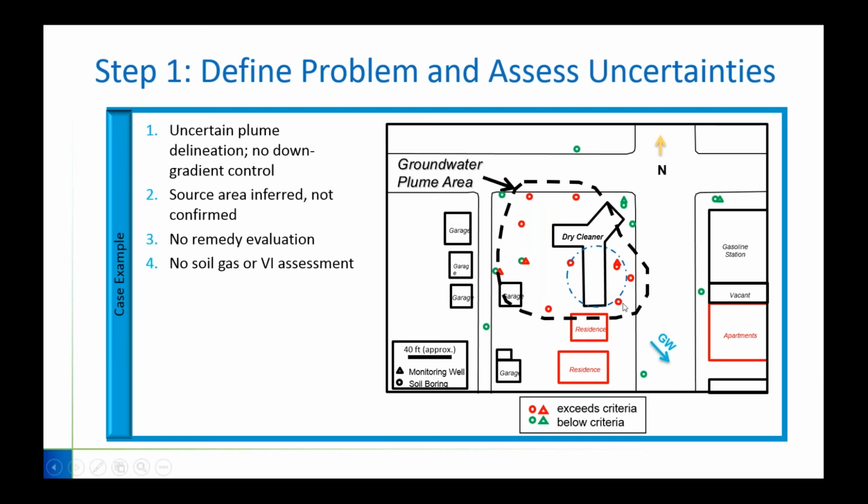The source area is all dashed line, with only a couple of borings that went anywhere into the source area. Like I said, they weren't really evaluating the remedy. And then the big thing is there was no VI assessment.